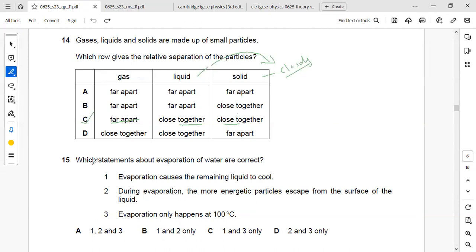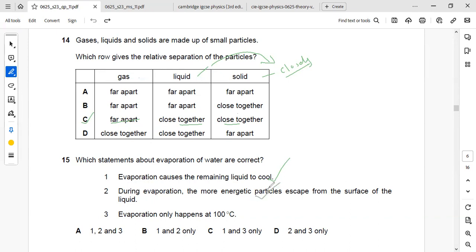Next, which statements about evaporation of water are correct? Evaporation causes the remaining liquid to cool. The statement is correct. During evaporation, the more energetic particles escape from the surface of the liquid.